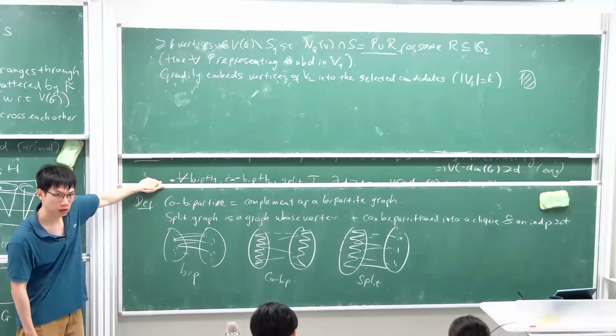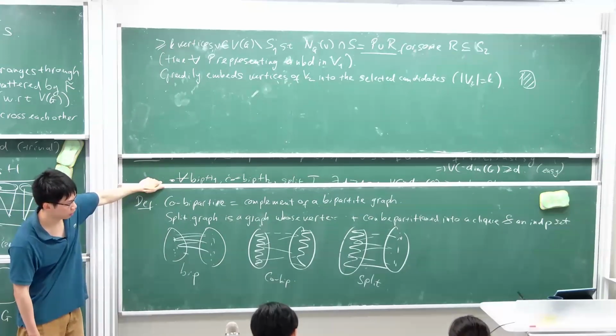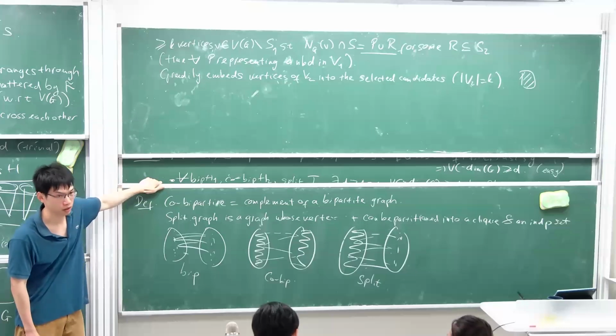Is that clear? And if you want to find all graphs that are both split and bipartite at the same time, then they have to be induced subgraphs of the four vertex path.